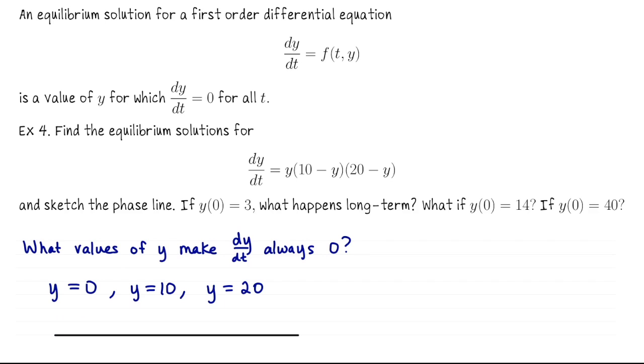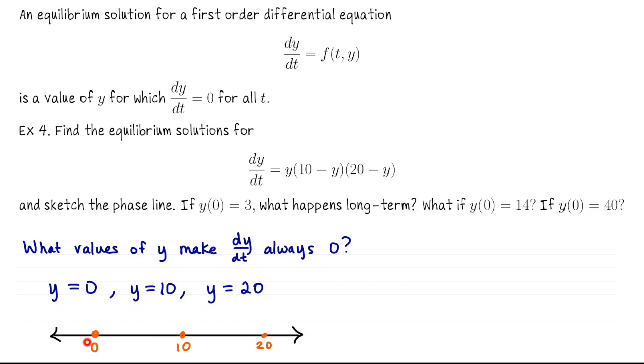So let's put together the phase line. Okay, so we have 0, 10, and 20 as our equilibrium solutions. To figure out the big picture behavior at every other possible value of y, we just want to determine the sign of dy dt to the left of 0, between 0 and 10, between 10 and 20, and then to the right of 20.